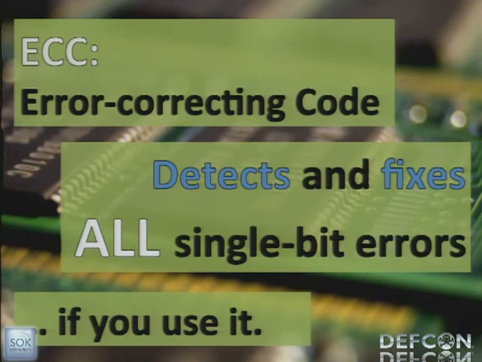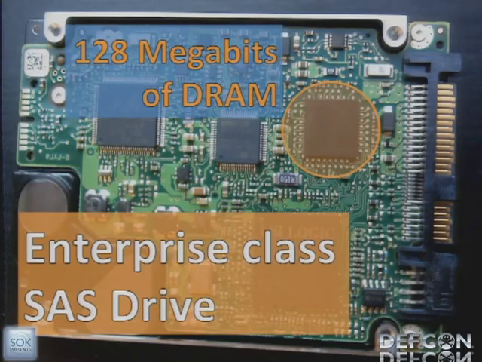But have you thought about all the RAM in your server? I'm going to go with no. This is a hard drive pulled from one of these enterprise class servers with ECC memory. That chip there highlighted in yellow is 128 megabit DRAM. It does not have ECC.